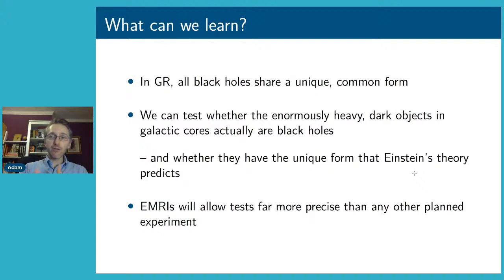And the form is described just by two things: how heavy is the black hole and how rapidly is it spinning. So black holes do spin. They drag space-time around them as they spin. And every black hole in the universe, as long as it's in equilibrium, is described by just these two things: how heavy is it and how quickly is it spinning. So by actually observing this supermassive black hole with this little guy zipping around and around and around, we can test: is Einstein's theory right? Is that black hole exactly of this unique form that Einstein's theory predicts? And this test is going to be much, much more precise. This is going to be a test of GR that's much more precise than any other planned test.